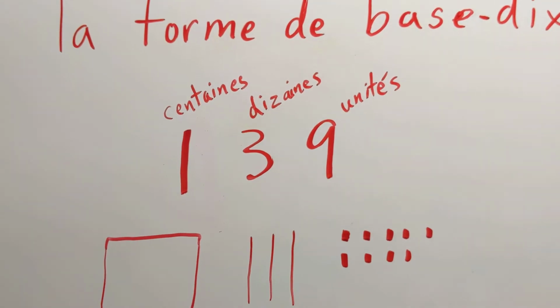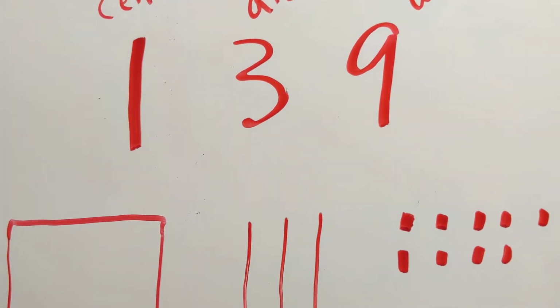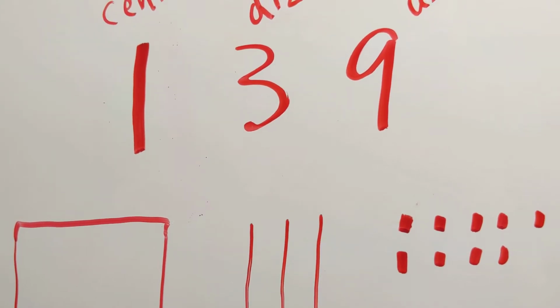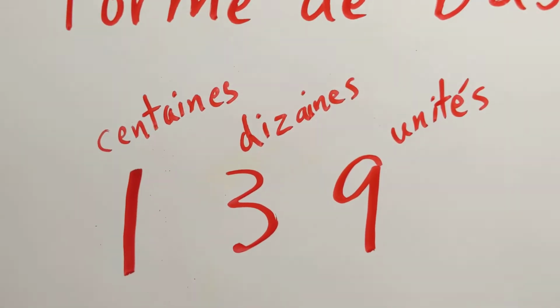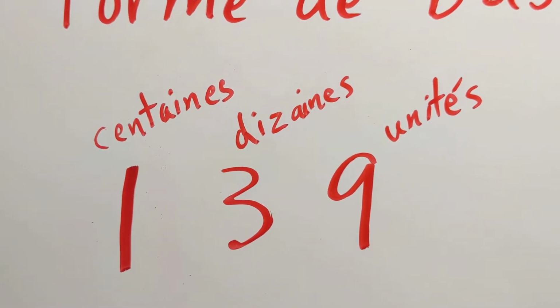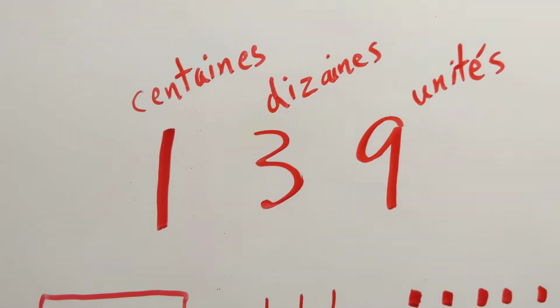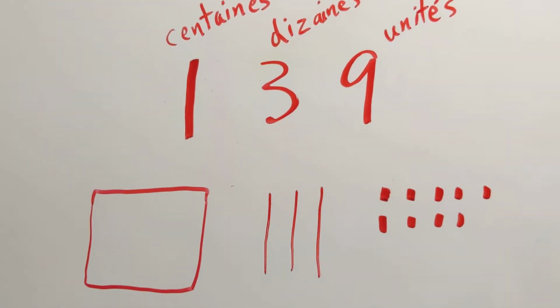So what that talks about, we're going to use a number that's in the hundreds this time. Before we had 39, we're going to use 139. So here we have our centaine, hundreds, dizaine, tens, and unité, the ones or the units. So these represented in base 10, you're going to see them below.